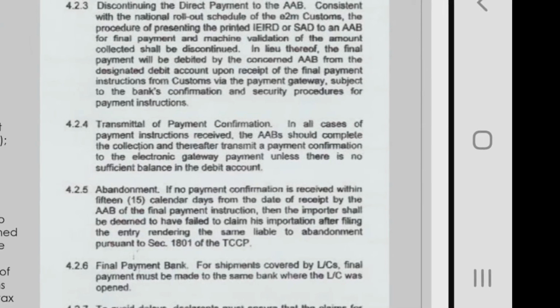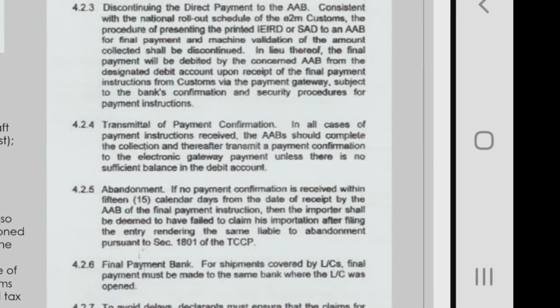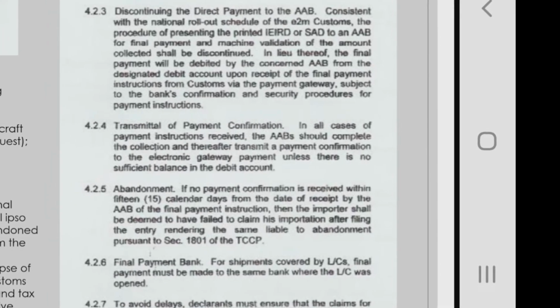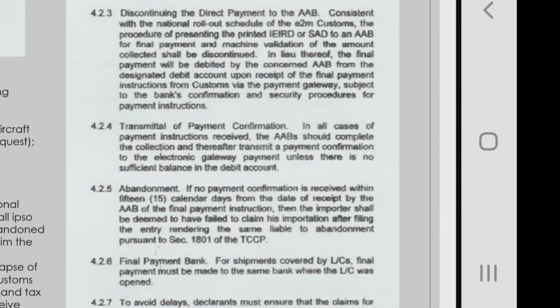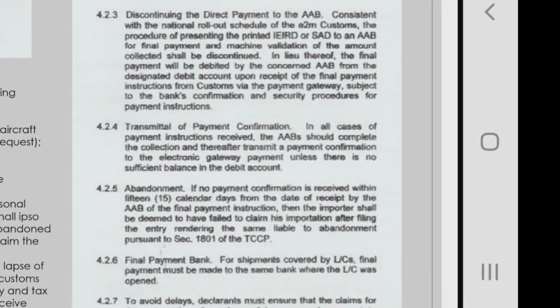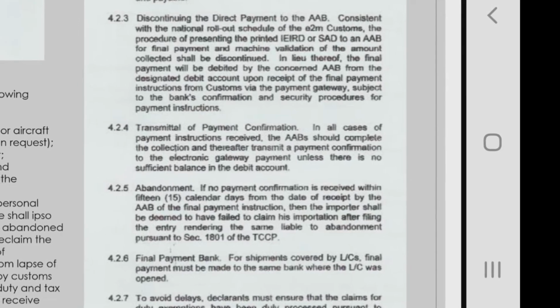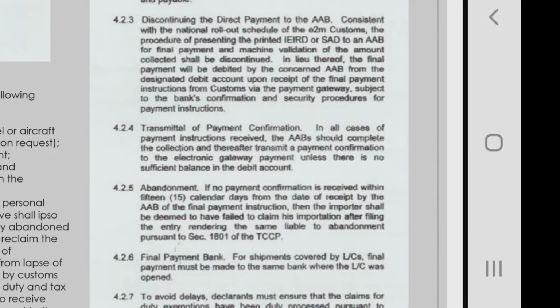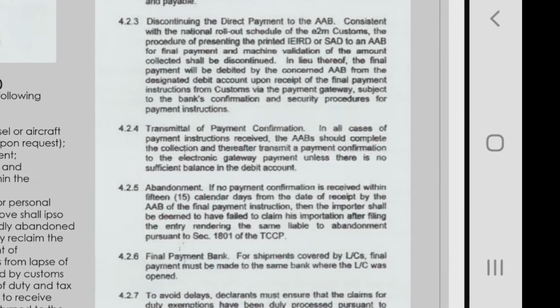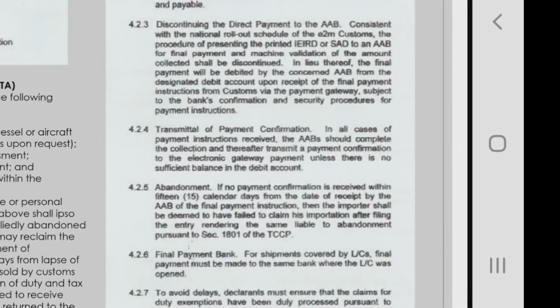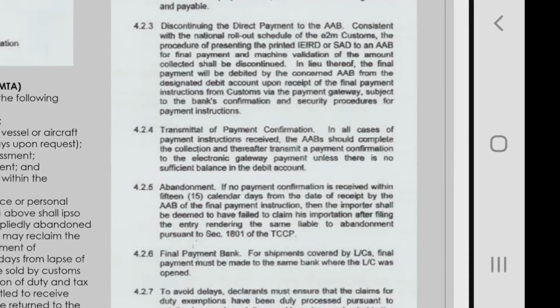The Bureau of Customs will be finalizing the computation of duties, taxes, and other charges to know what is the final amount of duties and taxes that should be paid by the importer. Then they are going to inform the bank, the authorized agent bank, via the payment gateway, and then the bank will confirm and will debit the payment of duties, taxes, and other charges back to the Bureau of Customs.